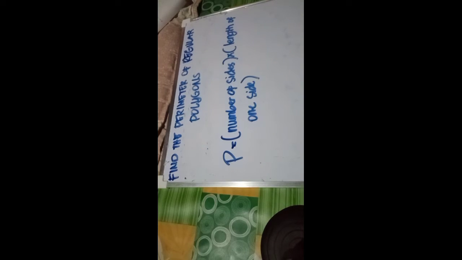Now, let's have more examples about the perimeter of regular polygons. Therefore, the formula to find the perimeter of a regular polygon is: perimeter of a regular polygon equals the number of sides times the length of one side.